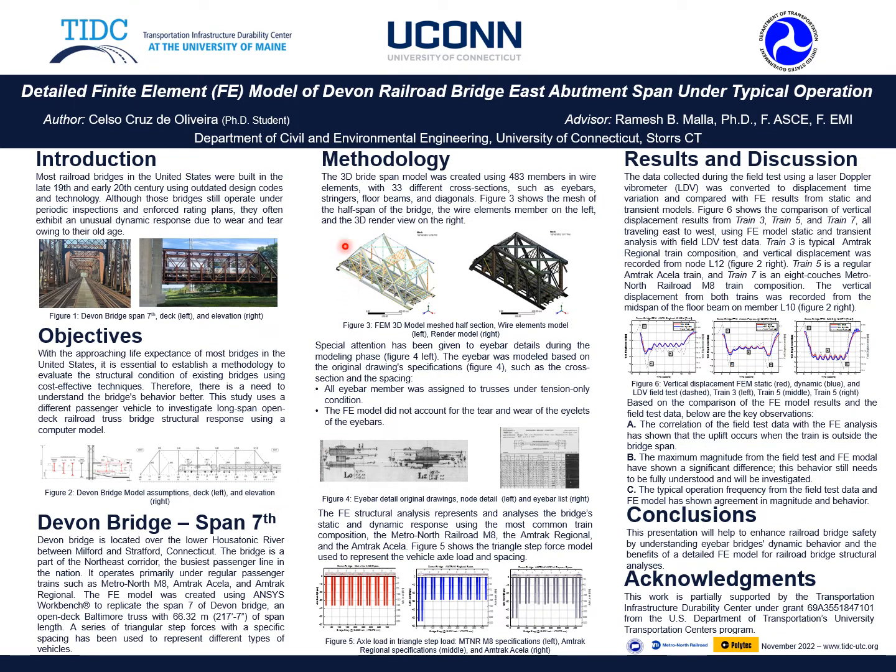So methodology, we use a 3D model. We model our bridge using 483 members, all wire elements, with 33 different cross sections such as I-bars, stringers, floor beams, diagonals, as you can see here. On figure 3, you can see the wire element means that it's just a member, and we assign a cross section, which is represented on the render, which is figure 3 on the right side. We can see just the half span of that bridge.